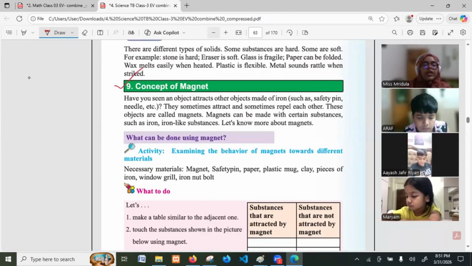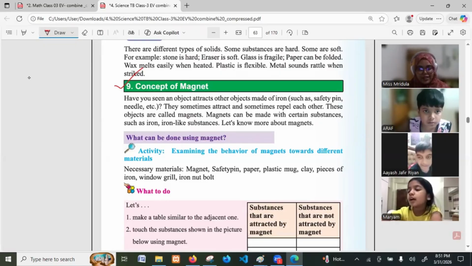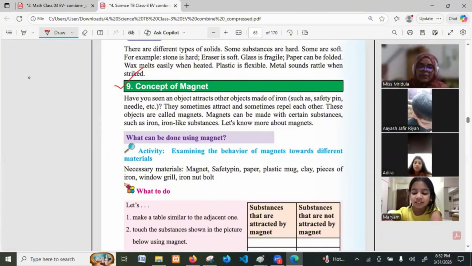We have come to the 9th one. Concept of magnet. Do you know what a magnet is? Yes, Miss. What is it? It's a magnet. I mean, why is this a magnet and this is not a magnet? How will you know that it is a magnet or not? Miss, because it sticks to metal things.